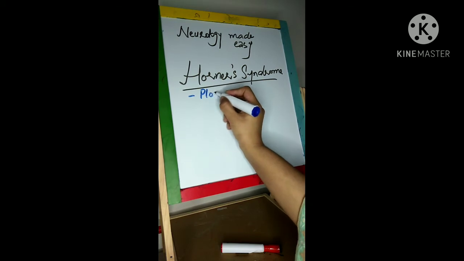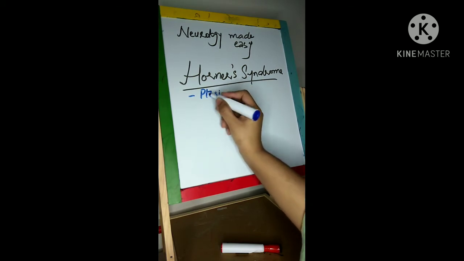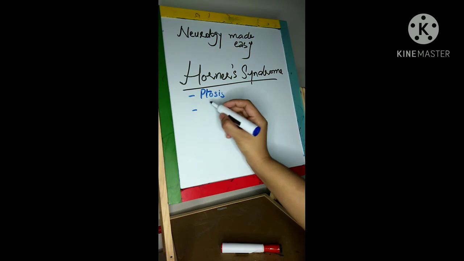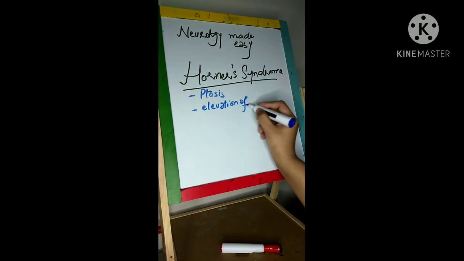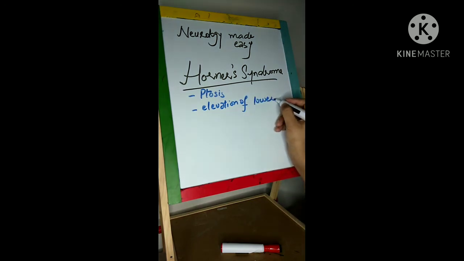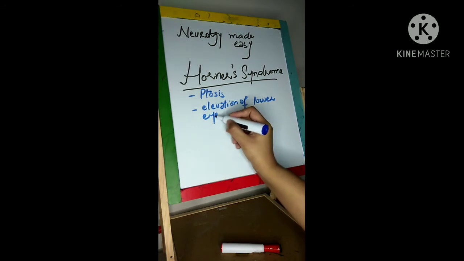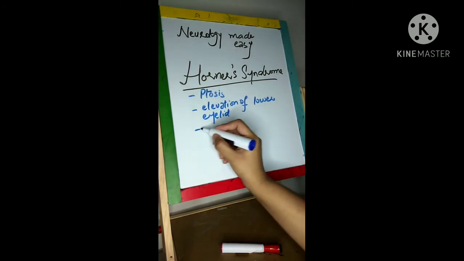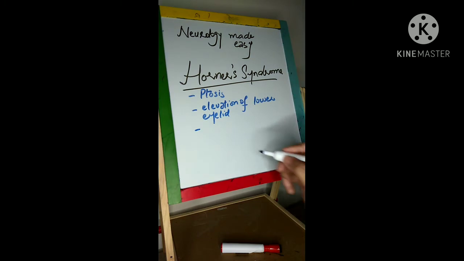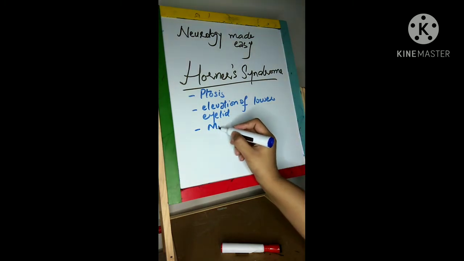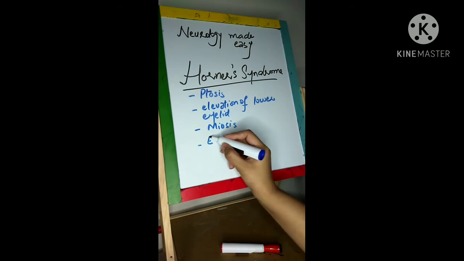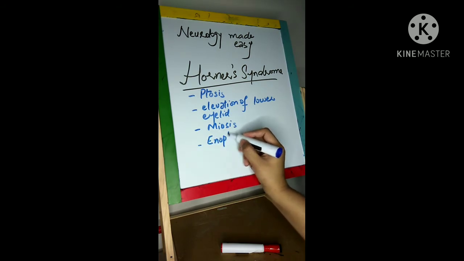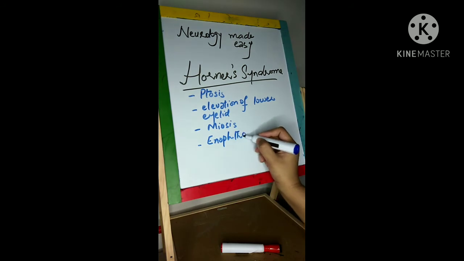First of all, ptosis of the upper eyelid. This is because of the impaired function of the superior tarsal and muller muscles. The function of the superior tarsal muscle is upper eyelid elevation. The second feature is slight elevation of the lower eyelid. Actually, the inferior tarsal muscle causes the lower eyelid to go down, but because it is impaired, the lower eyelid moves up.